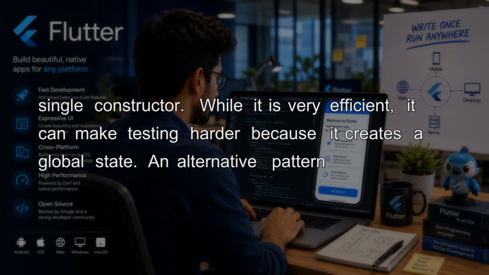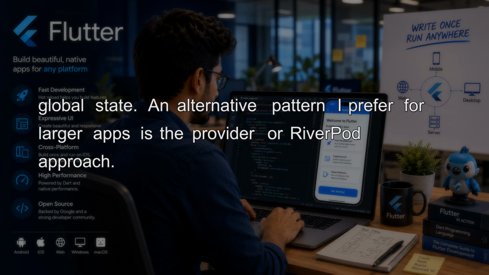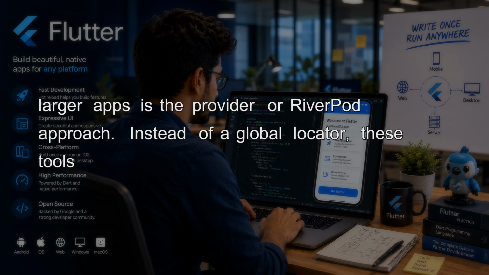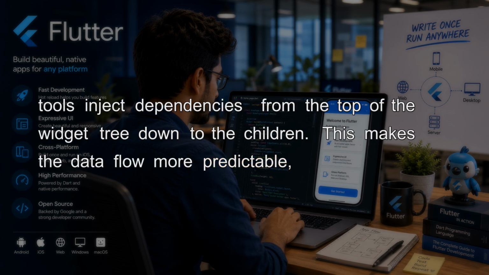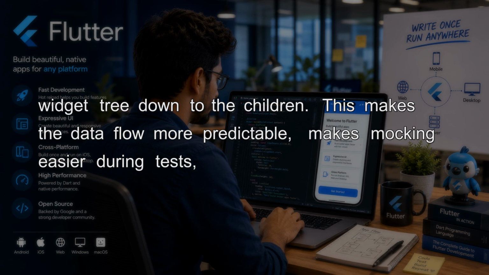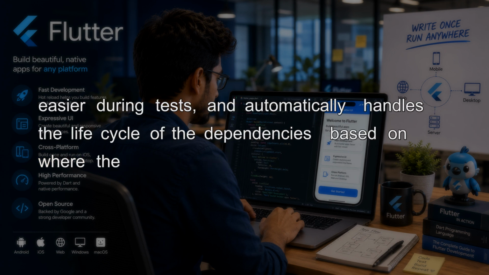An alternative pattern I prefer for larger apps is the provider or riverpod approach. Instead of a global locator, these tools inject dependencies from the top of the widget tree down to the children. This makes the data flow more predictable, makes mocking easier during tests, and automatically handles the lifecycle of the dependencies based on where the widgets are located in the tree.